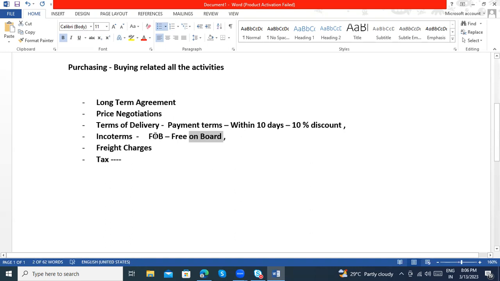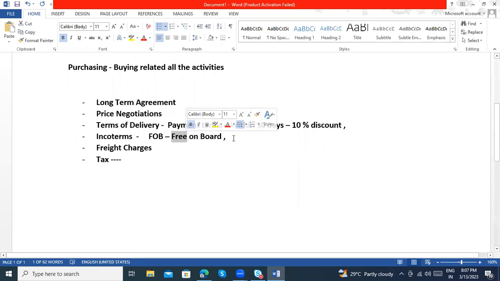So if I have the condition free on board, that means when the vendor itself dispatches, they take the charges, whatever it is there, it is a cost free. So from my company they need not pay for the onboard, they dispatch the goods exactly to my onboarding point, wherever it is.